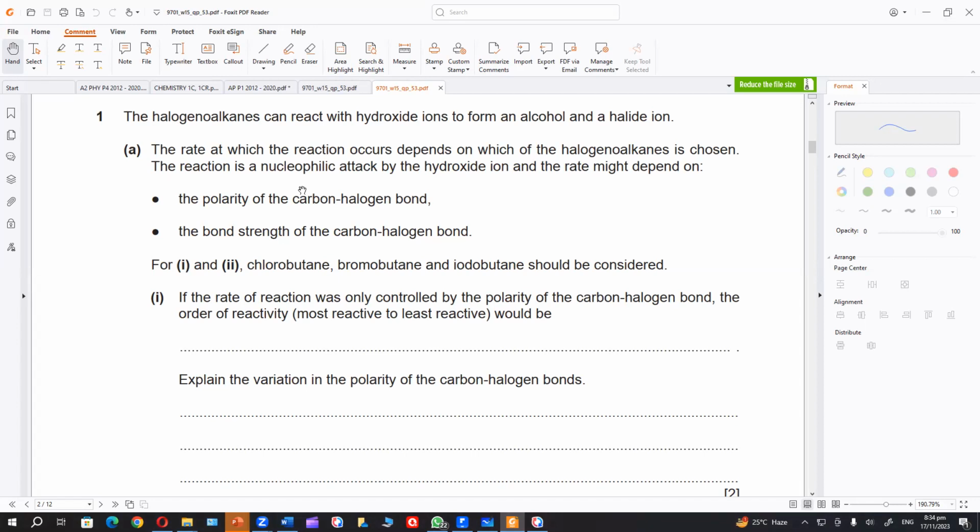C-I bond. So if I consider only the polarity, the variation in the polarity of the carbon halogen bond, chlorine is the most electronegative element, then comes bromine. Electronegativity decreases down the group. Greater the electronegativity, greater the polarity of the bond. So 1A.